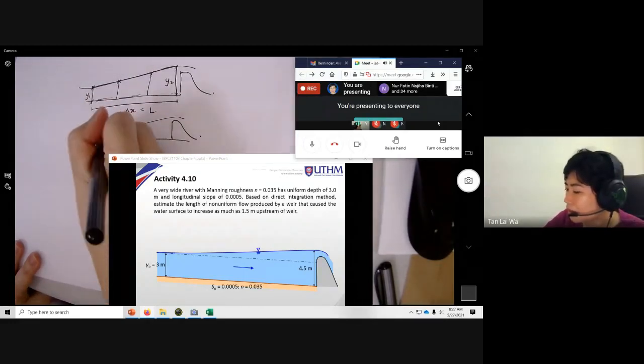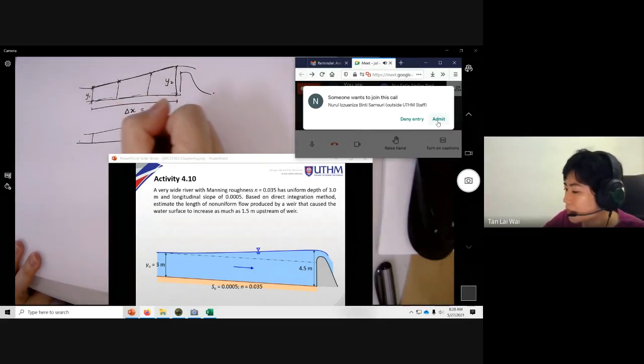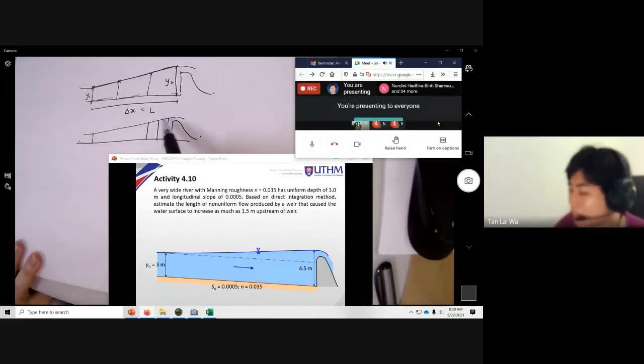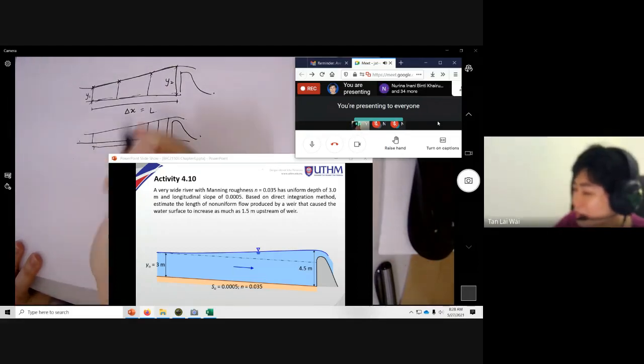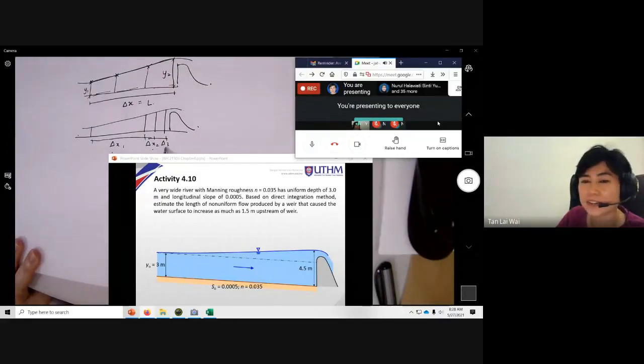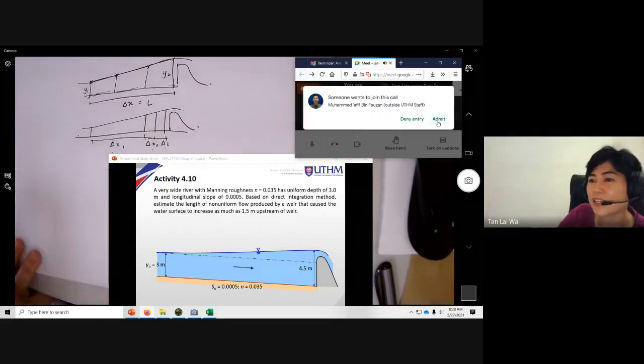You have something like this. That means your y would increase uniformly, but this would be the delta x that you are going to find. This is just an example of delta x1, delta x2, delta x3. When you add delta x1, delta x2, and delta x3 together, you are going to get the L, the length.